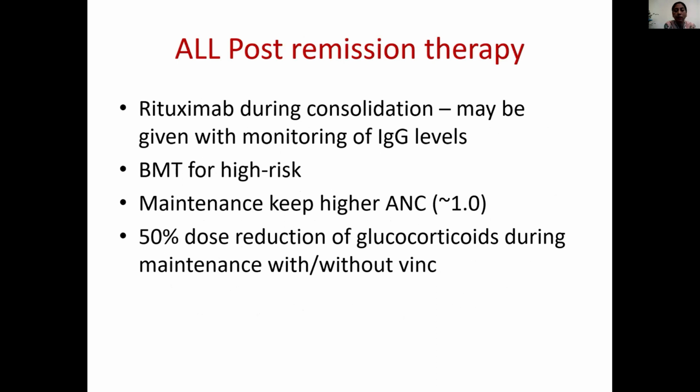Patients who are already on maintenance or who are going to be put on maintenance, we should attempt to keep a higher absolute neutrophil count, around 1 or a little higher, to avoid superadded infections. And again, in maintenance therapy, many experts are reducing the dose of glucocorticoids and are avoiding vincristine altogether. So a pretty difficult scenario treating ALL patients with all these doubts and difficulties in delivery of adequate treatment.